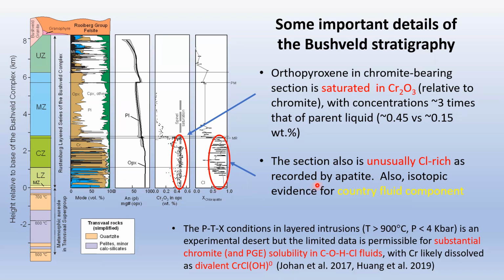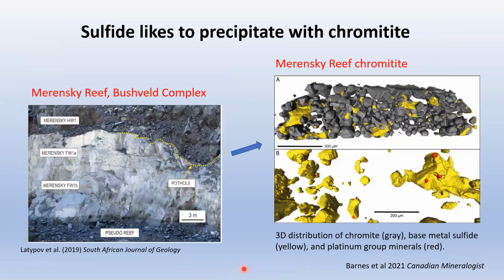And this is suggesting that any fluids around here are going to be very chlorine-rich. There's not a lot of good experimental evidence at these temperatures, but what is present suggests that chlorine is important, and that chrome is likely dissolved as a divalent chrome-chlorine hydroxyl complex, a neutral one.